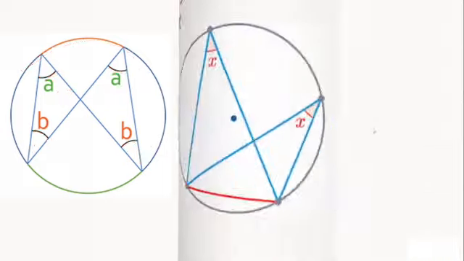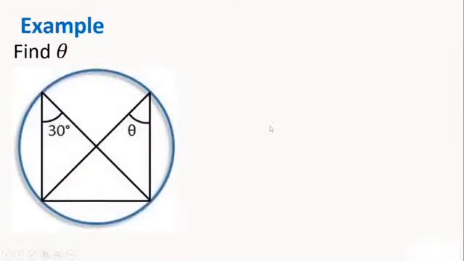So let us now look at another example. Find theta. Here we have angles in the same segment. We have theta right here. This angle right here and this angle right here are the same. So just say theta is equal to 30 degrees. If you have 30 here, you have 30 degrees here too. Very, very important to understand this principle. Let us now move on.